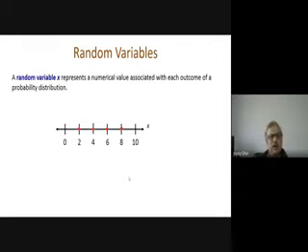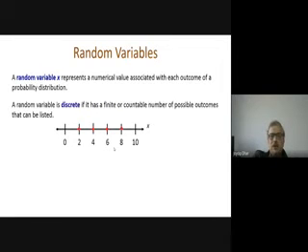For better understanding, I can also show graphically that a random variable X represents a numeric value associated with each outcome of a probability distribution. Say here the outcomes may be 2, 4, 6, 8. If the outcome is only 2, 4, 6, 8, it is only discrete. Between 2 to 4, there is no outcome possible, or 4 to 6 or 6 to 8. There is no other outcome. Then we call it a discrete random variable.